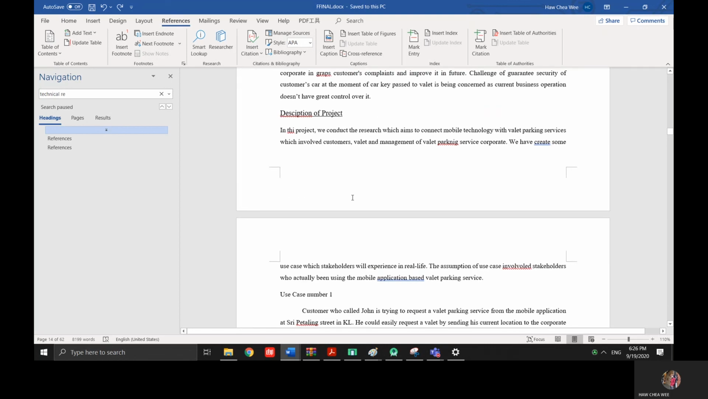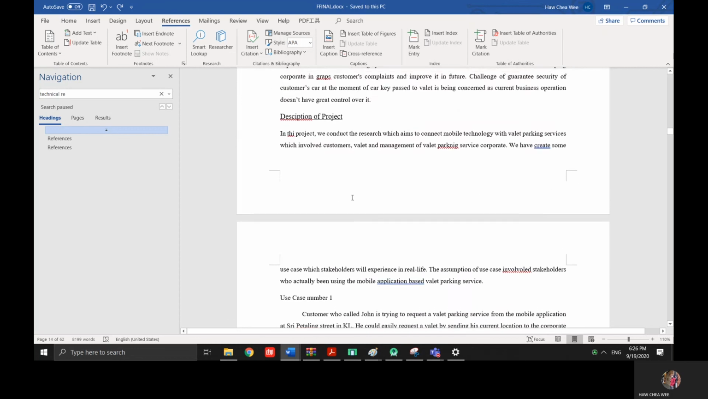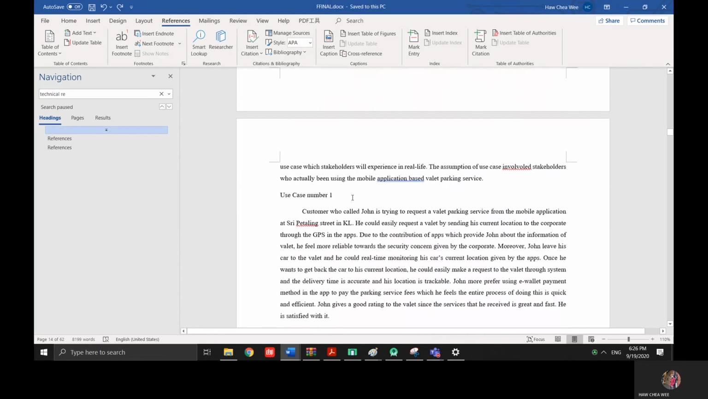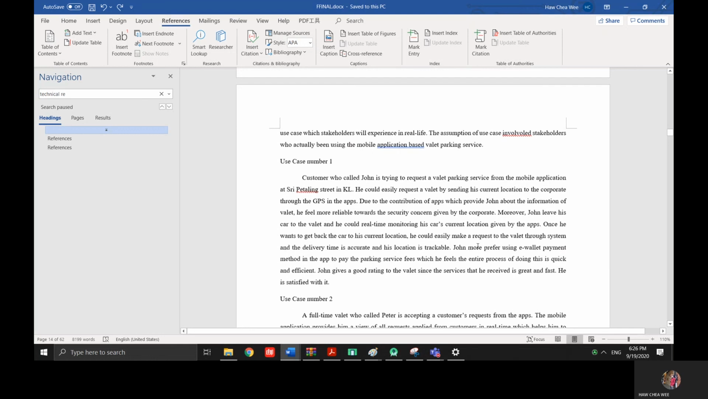Basically, we have 3 use cases here that are related to our project. The first use case that we can see from here: the customer called John is requesting a valet parking service from the mobile application at Sri Petaling location street. By using our application, he can easily request the valet by sending his current location to the company through the GPS and the apps.